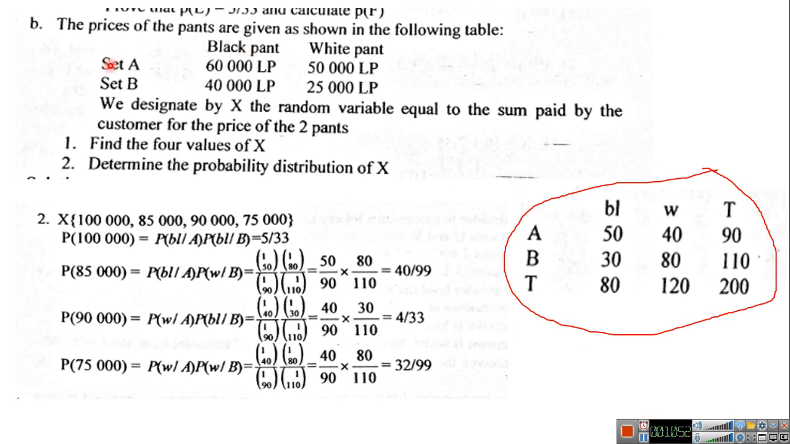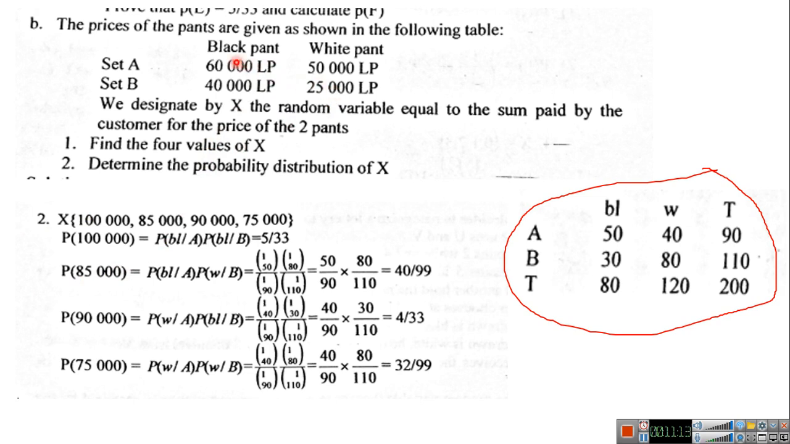So the prices are given as you can see here. Determine the 4 values of X, as we said. So it's either 100,000 (60 plus 40), or 85,000, or 90,000, or 75,000. So I want to find the probability of each one. 85,000: 85 is 60,000 plus 25,000.